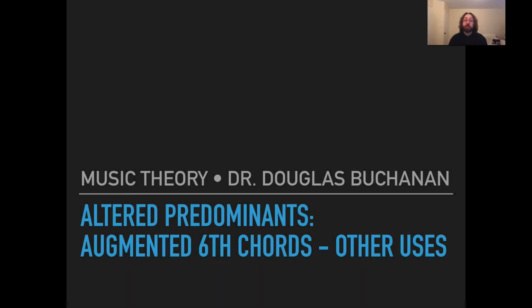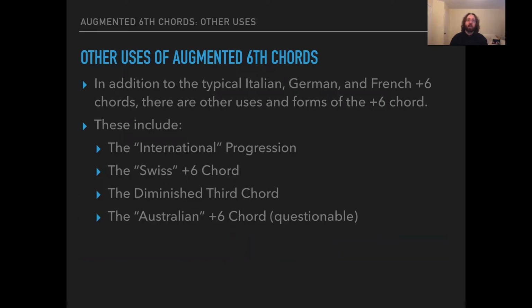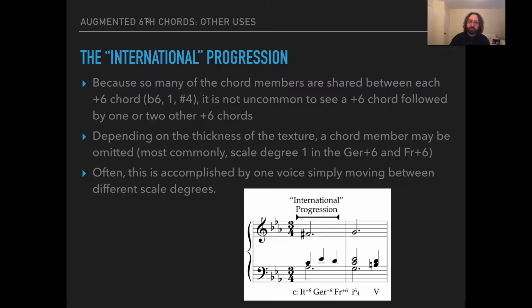In this presentation, we talk about further uses of the augmented sixth chord. In addition to the typical Italian, German, and French augmented sixth chords, there are some other uses and forms of the augmented sixth that we should know about. These include the international progression, the Swiss augmented sixth chord, the diminished third chord, and the Australian augmented sixth, which I include despite the fact that it's very questionable and really only appears in one source.